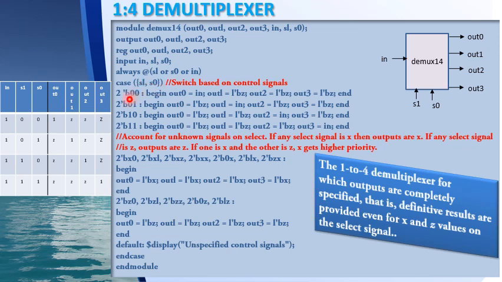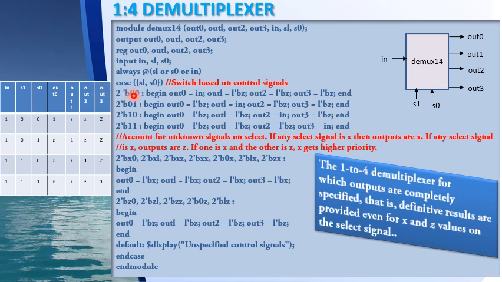Now I can check for 4 different values: 0 0, 0 1, 1 0 and 1 1. So it is simply a translation of this truth table into the code. When it is 0 0, I need to put out 0 equal to 1. Out 1 means it is equal to in, that is whatever the input line. Out 1 is Z, out 2 is Z and out 3 is Z.